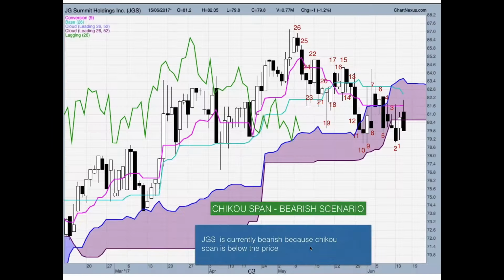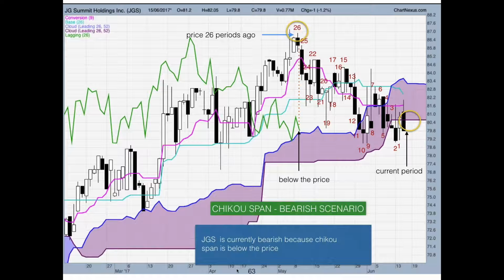Here is a current example. This is the chart for JG Summit or JGS. This is the current price. This is the price 26 periods ago. Now, where is the Chikou span? The Chikou span, is it above or below the price? The Chikou span is below the price.